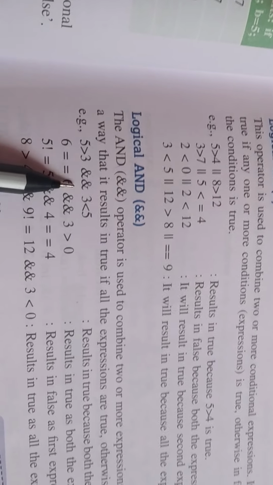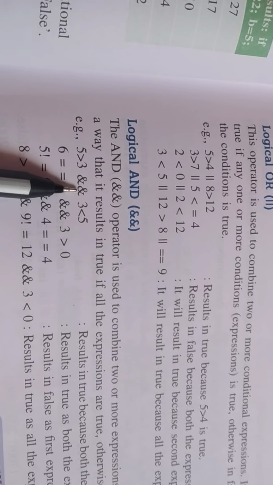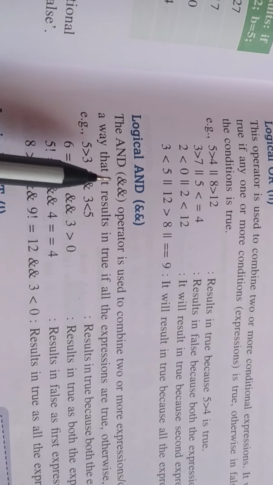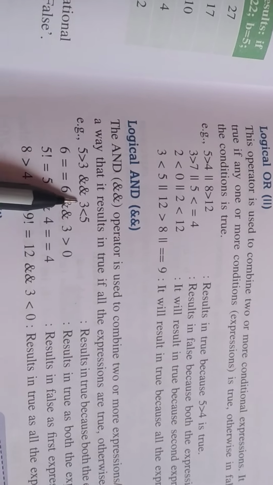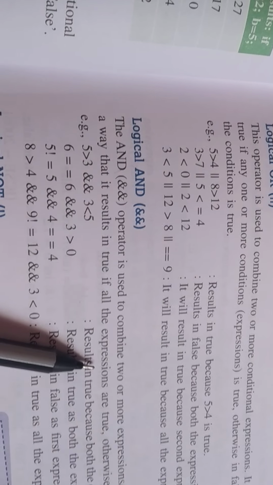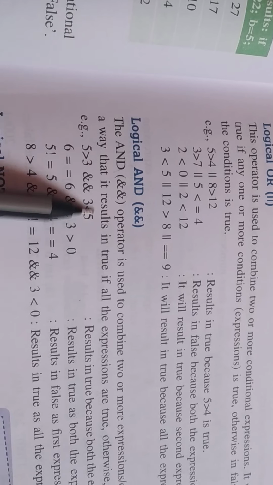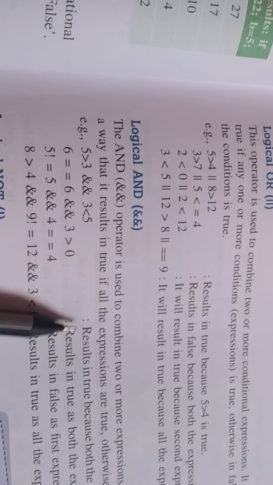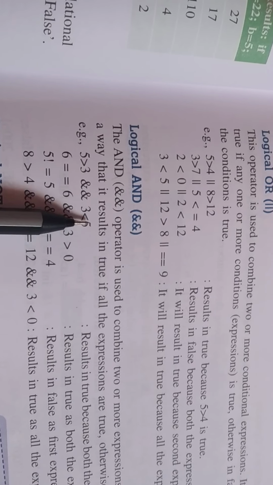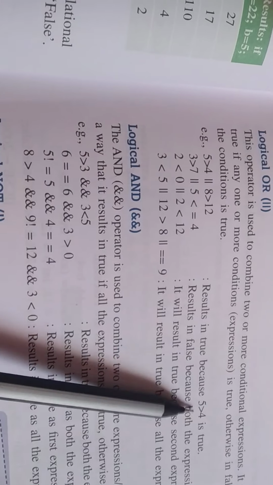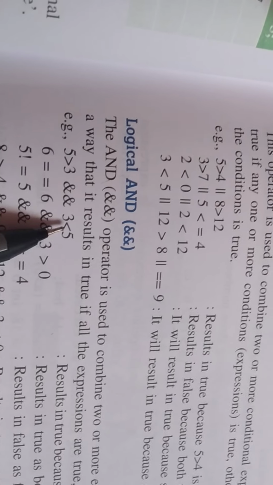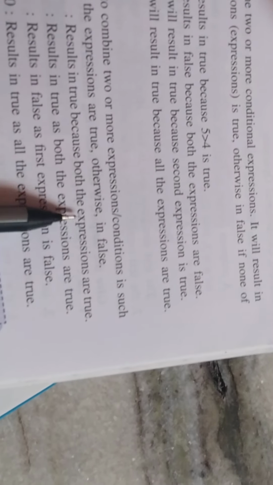So whenever there are more than one condition, at that time we can use these logical operators. Logical AND says your output will be true when both conditions are true. If only one is true, then your output will be false. So AND says that both should be true, OR says that if any one is true, then your output will be true. Let's check this. 5 is greater than 3. Yes, true. 3 is less than 5. True. So both are true, so your output will be true, because both expressions are true.